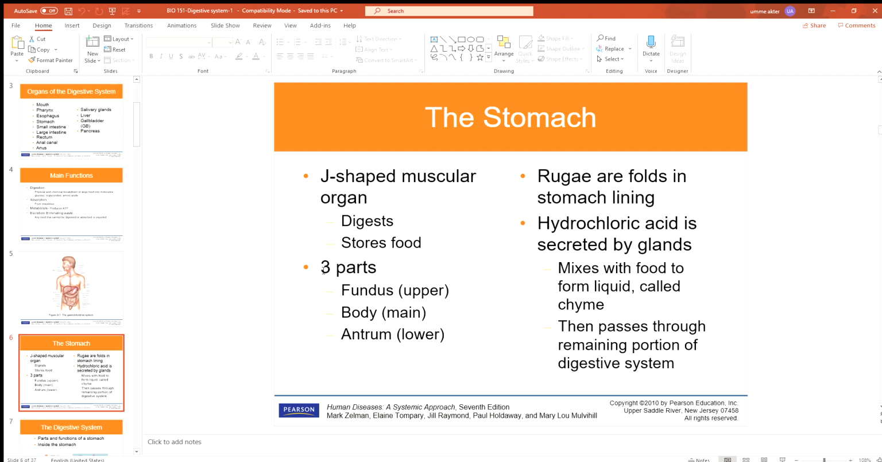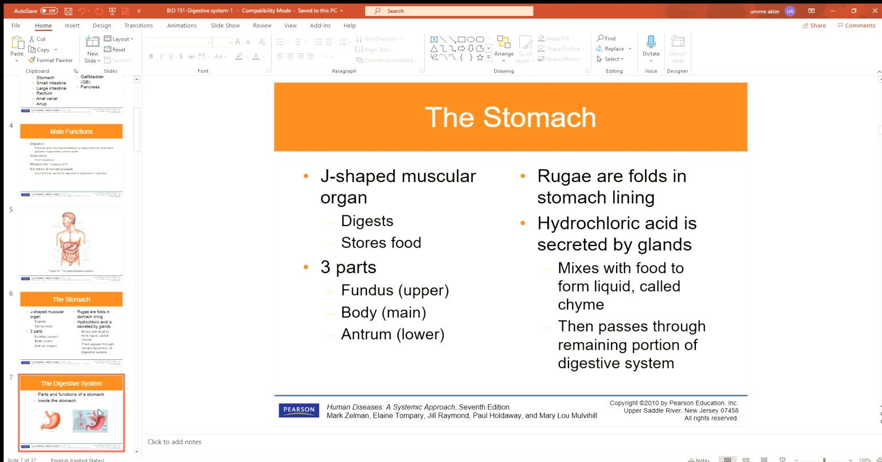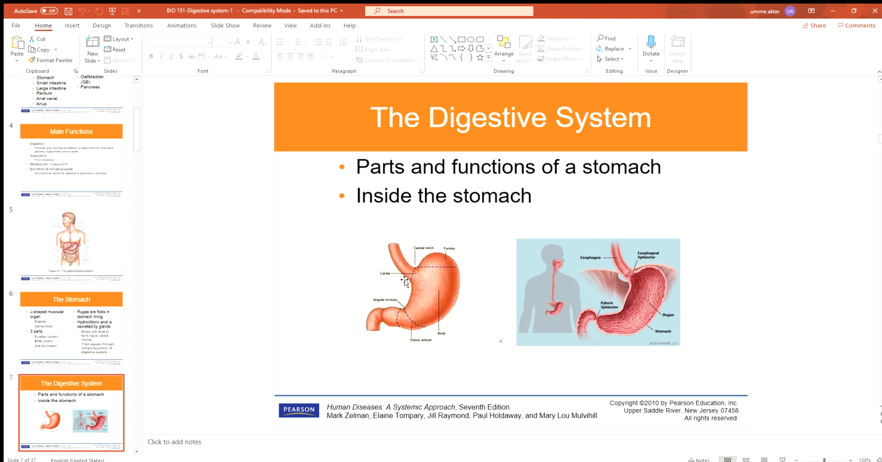Now, the parts of the stomach. If you see a stomach, we divide the stomach into three parts. This dome-shaped part is called the fundus, and the area where the esophagus ends, that area is called the cardia.